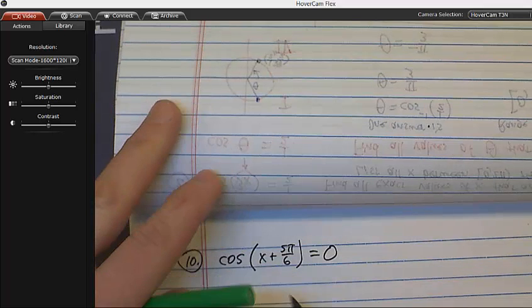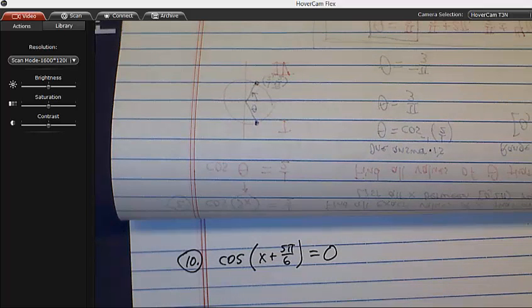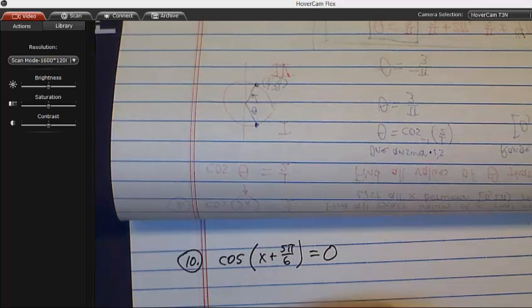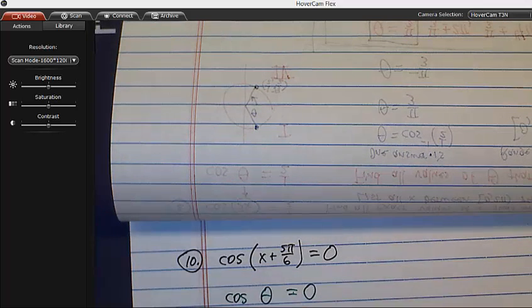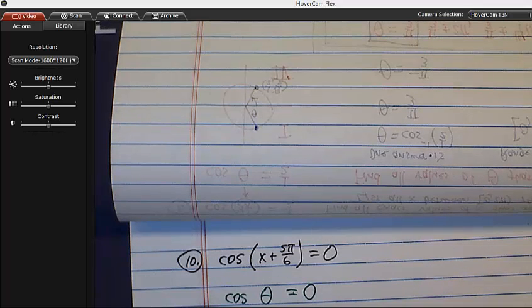Now, before we do that, an easier problem would be this. Cosine of theta equals 0. Agree? We can just figure out what theta equals.